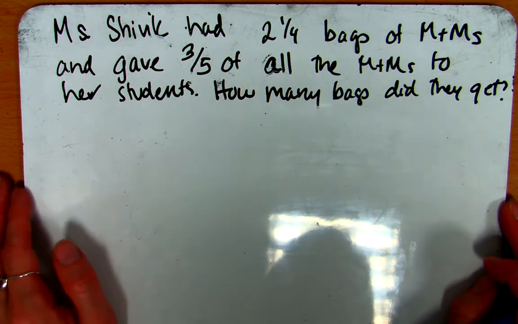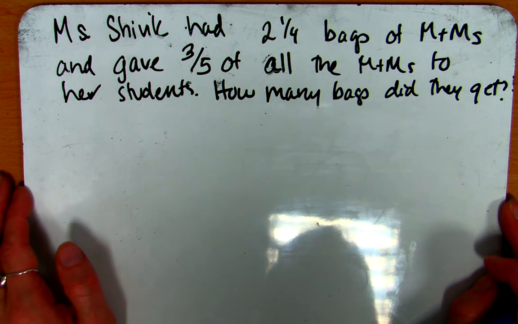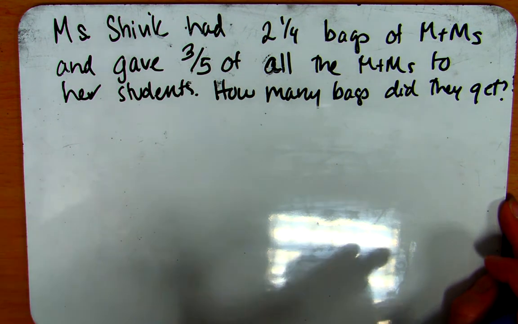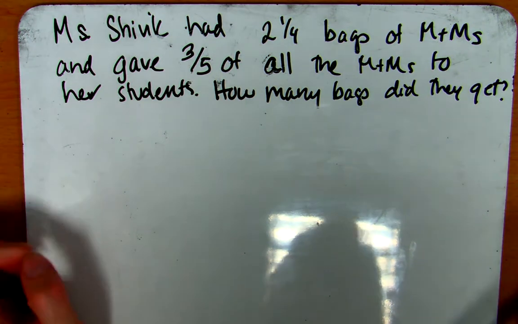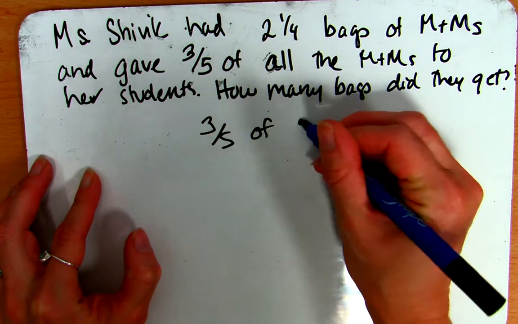So Ms. Shivik had 2 1/4 bags of M&Ms and gave her students 3/5 of all the M&Ms. How many bags did they get? So I'm giving you part of a group of something that I have. So I'm asking you to find 3/5 of 2 1/4.